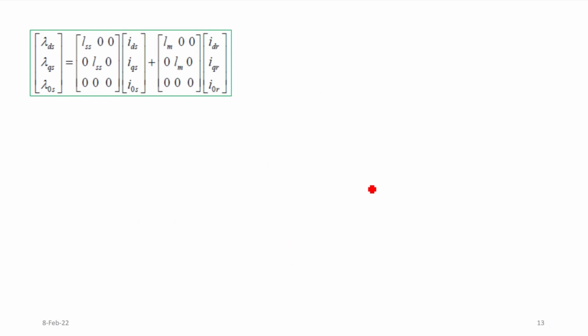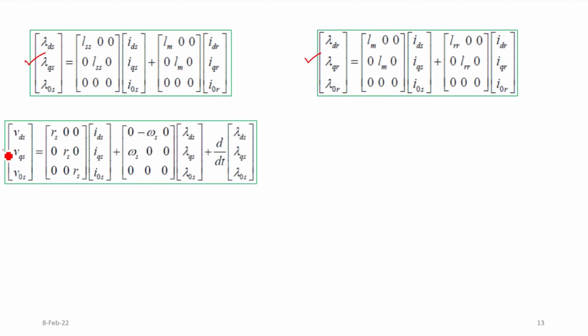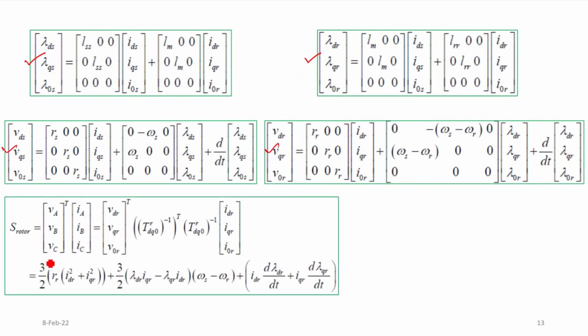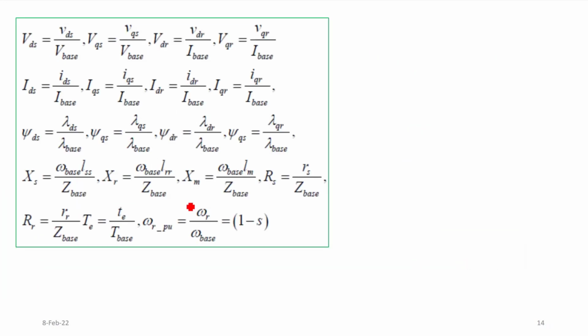Then after converting to the dq frame of reference, this is your flux linkage equation of the stator, and this is the flux linkage equation of the rotor. Similarly, your voltage equations for the stator and rotor are mentioned here. Now I can derive the expression for the torque: T equals 3 by 2 times P by 2 times (lambda qr i dr minus lambda dr i qr). And finally, again I have to convert it to the per unit system.